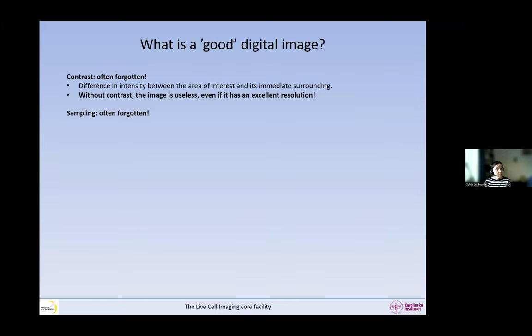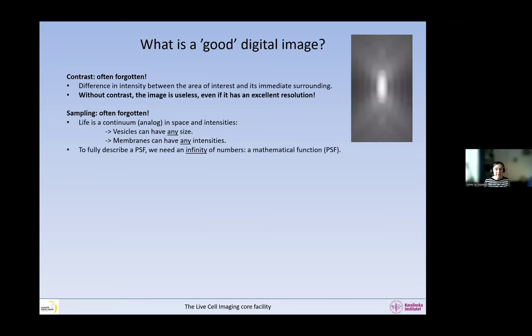And then sampling is also often forgotten, or people have sometimes never heard of it. So life is a continuum, in space and intensities. So it's an analog signal. So it means it's a signal that keeps on changing in a very smooth way. Yeah, it's not like in bits. So vesicles, for example, can have any size. So the vesicle is going to keep growing. There's an infinity of sizes of vesicles. Membranes can have any intensities as well.